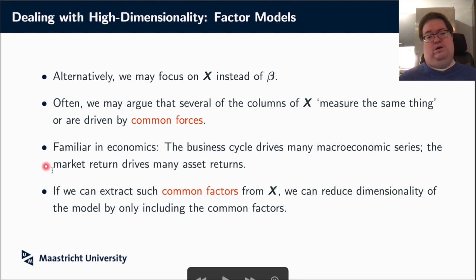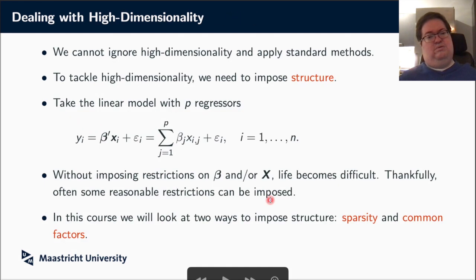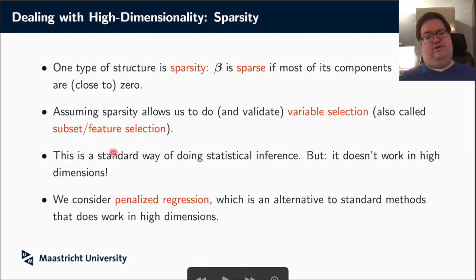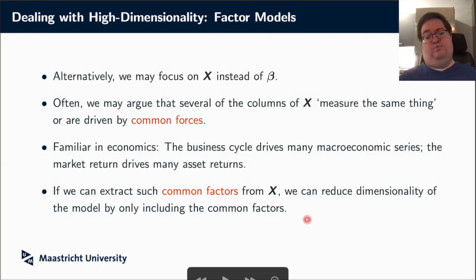So here we have, of course, a market return you can calculate. But a business cycle already is much more difficult. How do you measure a business cycle? We're often not even going to give these factors explicit names or interpretations, but we do believe that they are there and we can somehow extract them. And then in our regression model, instead of putting in all our x variables, we're just going to put in these extracted factors. These will often be just a few, and so you're actually back in a standard low-dimensional model.